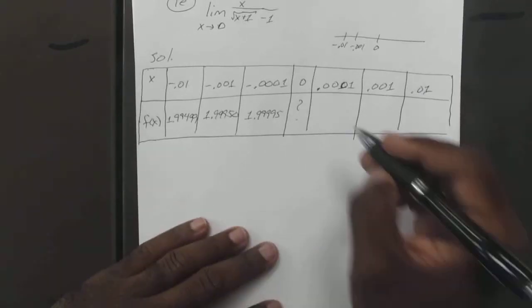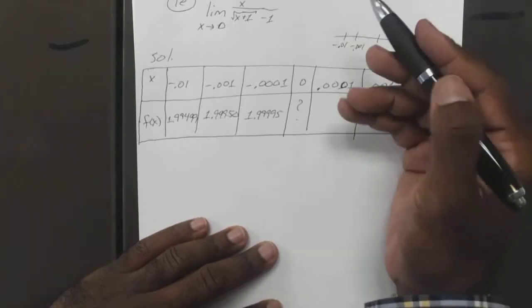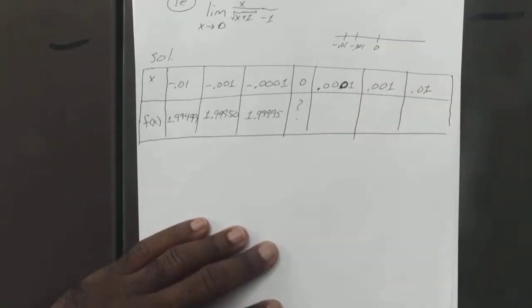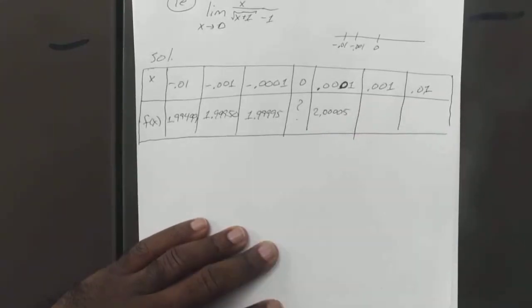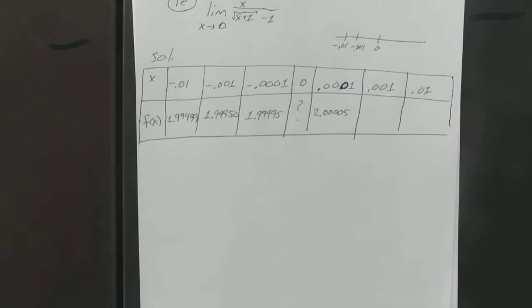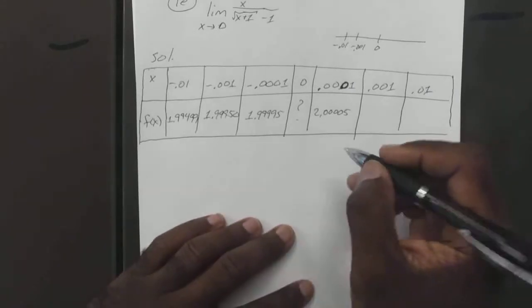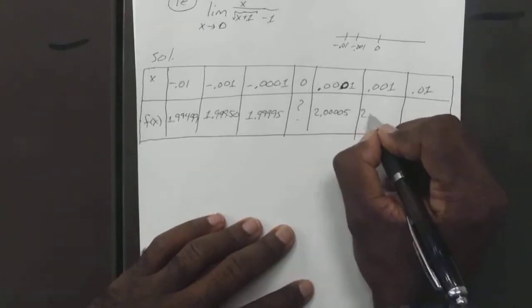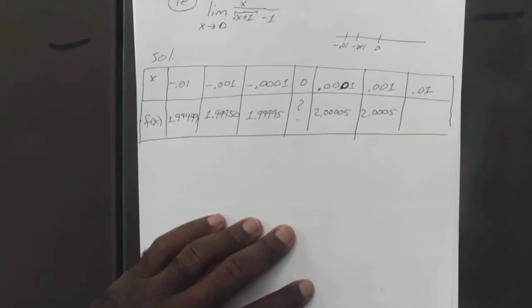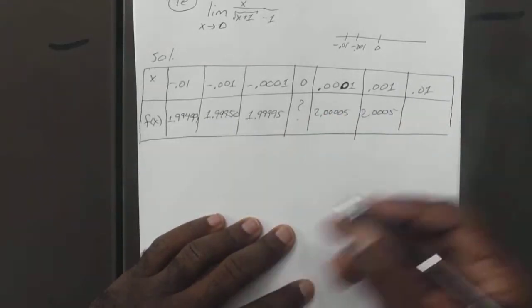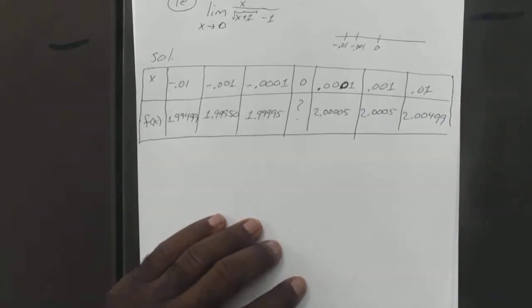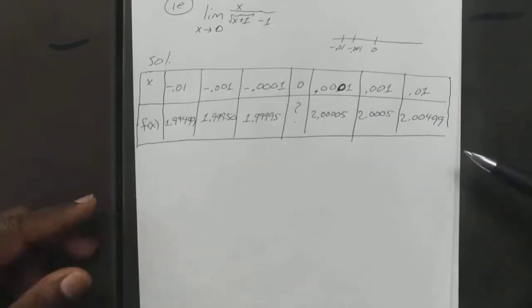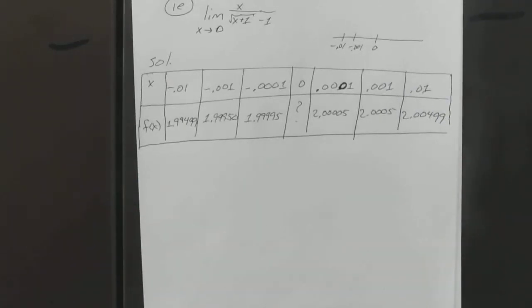Okay, now if we come in from the right, if we plugged in 0.0001, let me clean that up a little bit. Okay, we'll get 2.00005. If we plugged in 0.001, we get 2.0005. We actually should have started at the other end, but you kind of see where I'm going. If we plug in 0.01, it's 2.00499. But as you get closer and closer and closer, you see it's getting closer and closer and closer to 2.